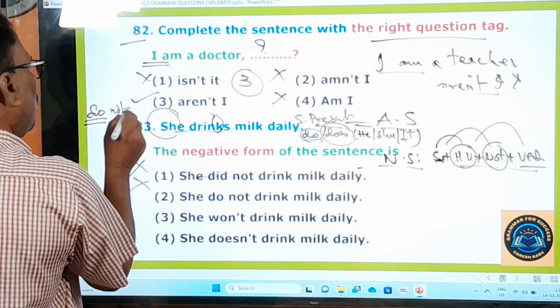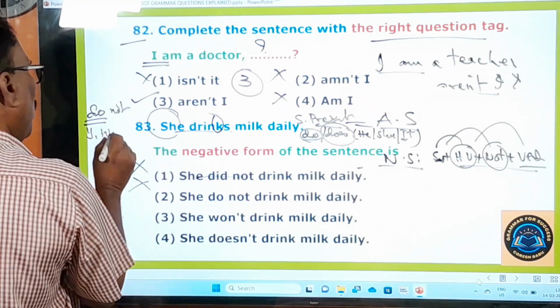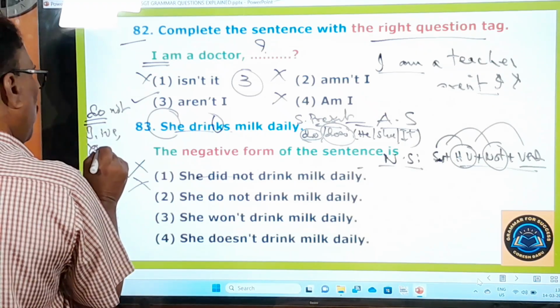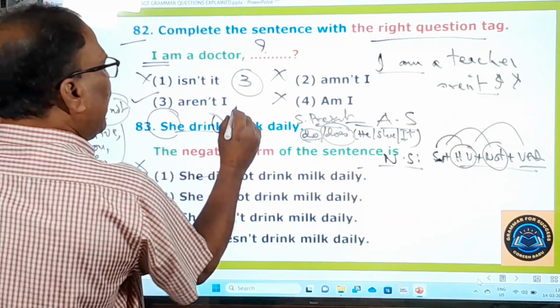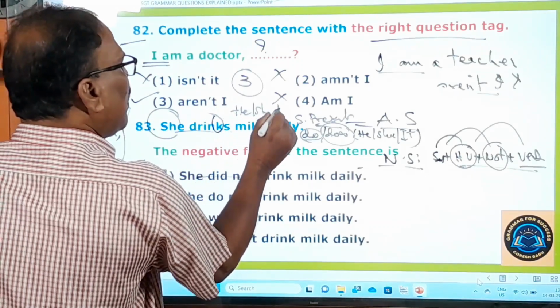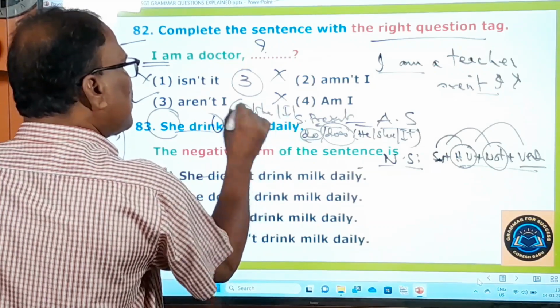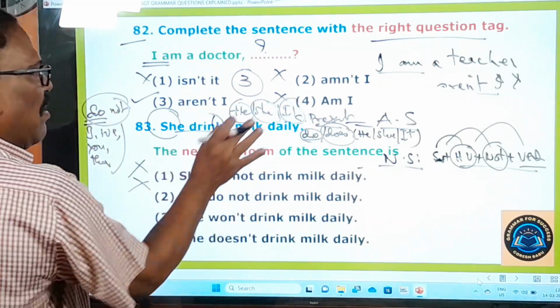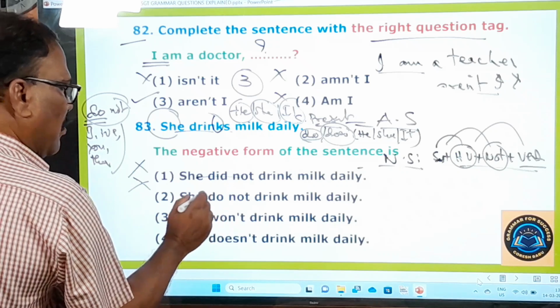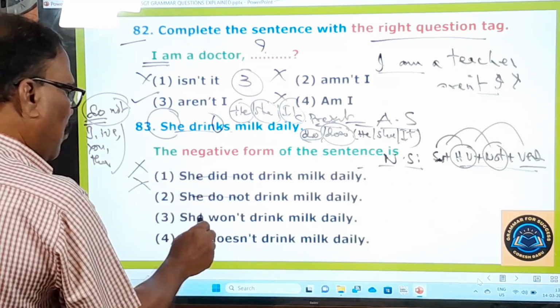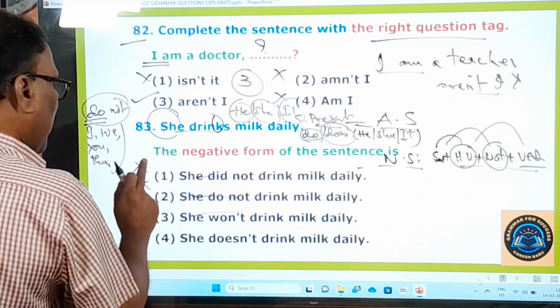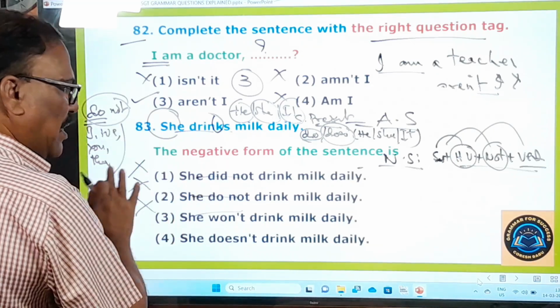Do not is used for I, we, you, they. For these persons, do not. For he, she, it, for these persons, third person singular, this is called, for third person singular, does not. So therefore here do not is given. This is wrong, and therefore it is wrong. She won't. Won't is not used. Wrong. First one, second one, third one, these three sentences are wrong.